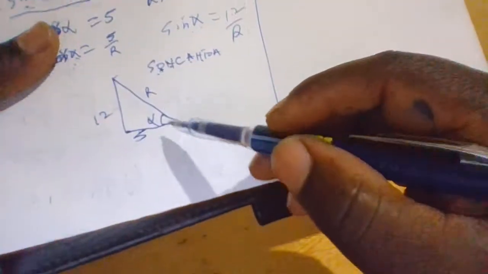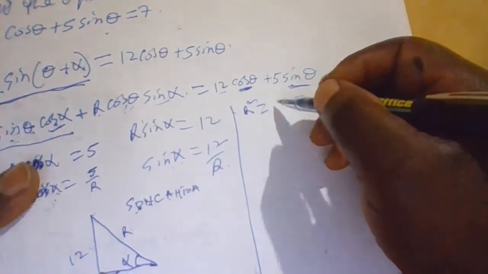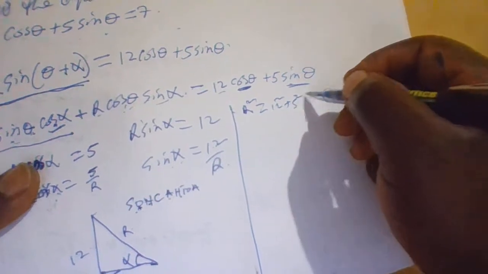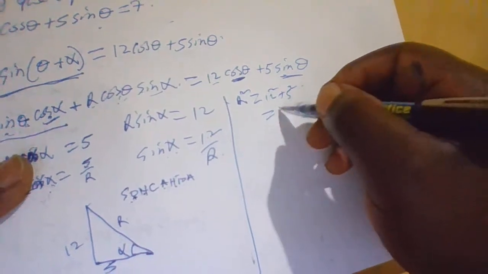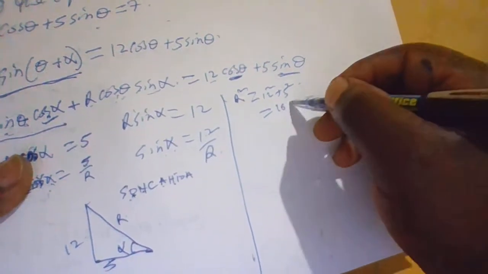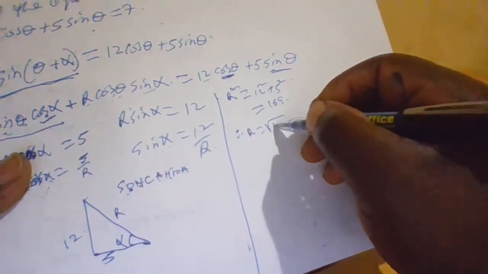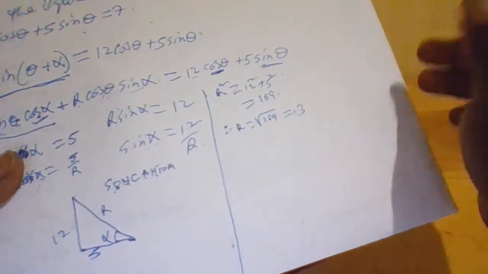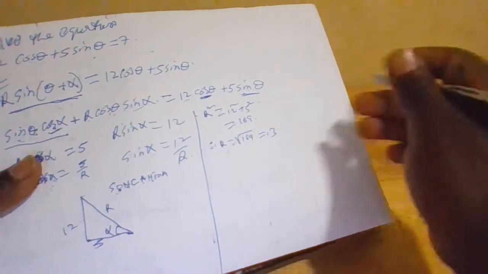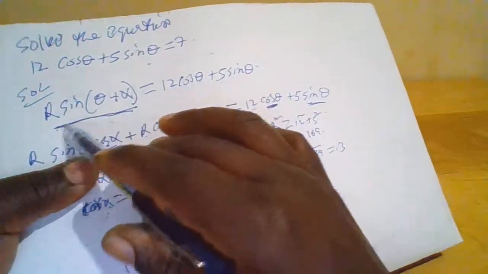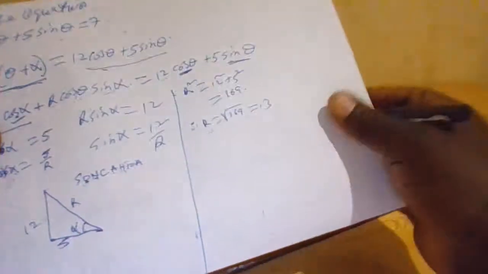Now, using the Pythagoras theorem, we can get the value of R, because R squared equals 12 squared plus 5 squared, which equals 144 plus 25, 169. Therefore R equals the square root of 169, which equals 13. But before that, we can now get the angle alpha.